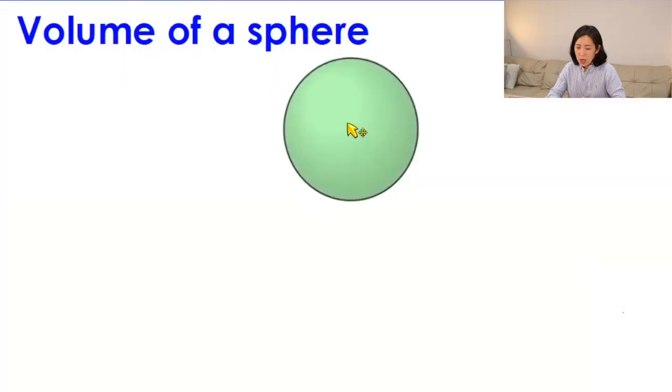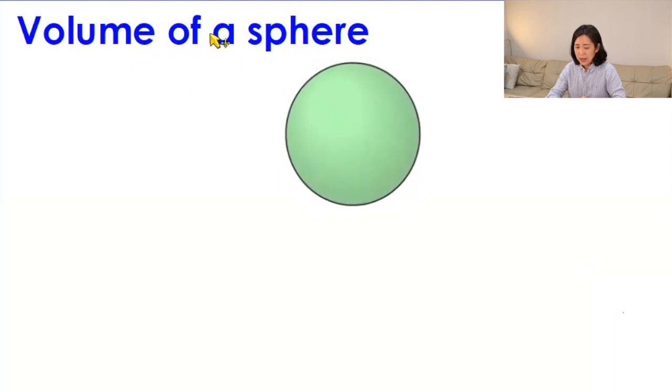Second video, we are going to be talking about the sphere. So have a look at these pictures. We've been talking about the cone and cylinder, right? The main point of this lesson is we need to focus on the relationship between the sphere and cone and cylinder. So first, we'll be talking about the volume of a sphere.